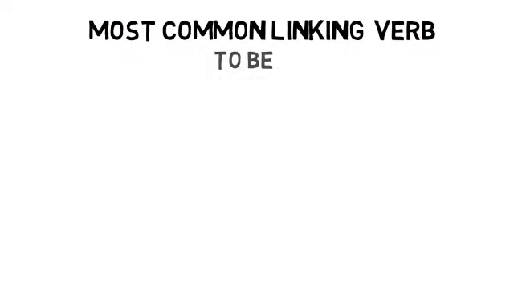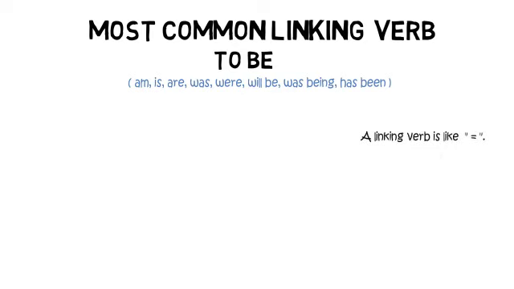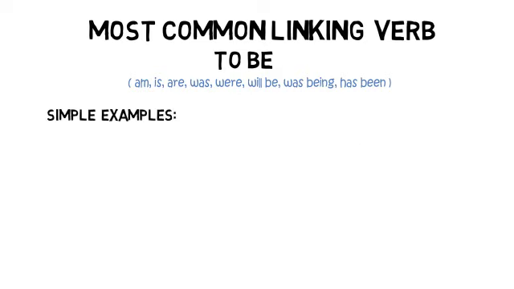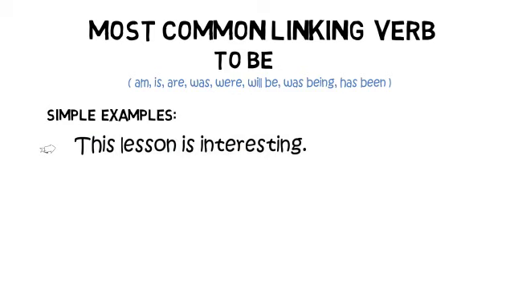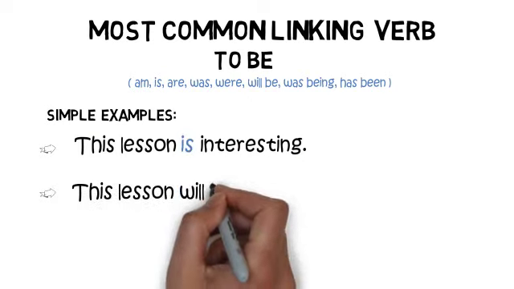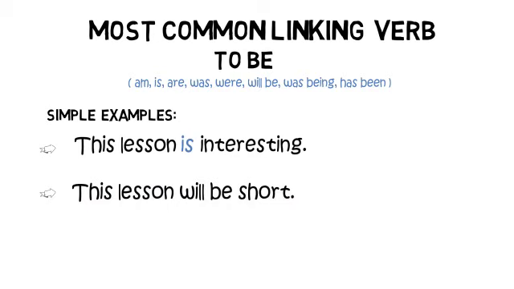The most common linking verb is the verb to be, which you'll see in its different forms, of course, like am, is, are, was, etc. The linking verb is a bit like an equals sign. Let's look at some examples. This lesson is interesting. So that's the verb to be, and it's like an equal sign. This lesson equals interesting. This lesson will be short. Again, a bit like an equal sign. This lesson equals something short.